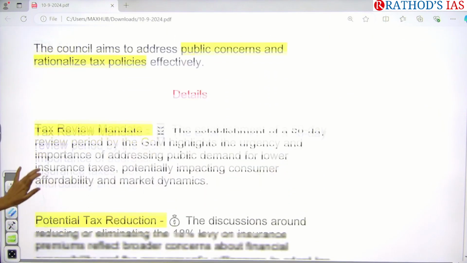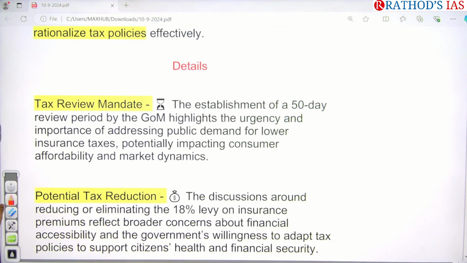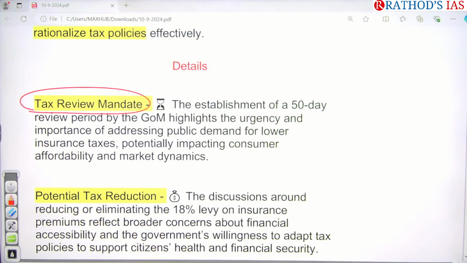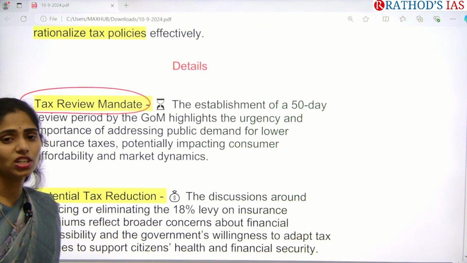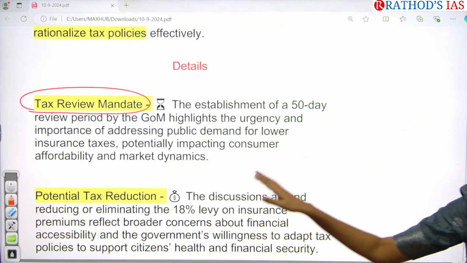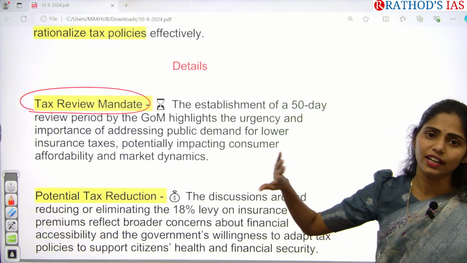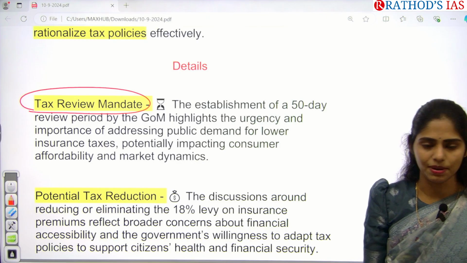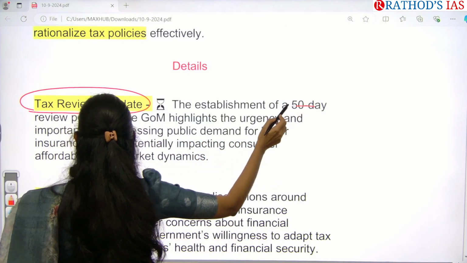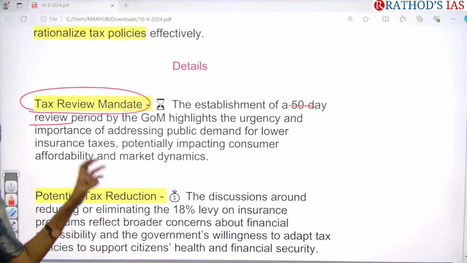Actually, what are the key points you have to get? Here the first one is they are reviewing the tax mandate. Even when Sarvan sir explained about this GST, he also said that there are some considerations regarding this GST, and the meeting will be going on soon, right? So this is one of those relevant current affairs that you can add in your GST chapter in your economy notes. Okay, now here they gave 50 days of review period by the group of ministers.